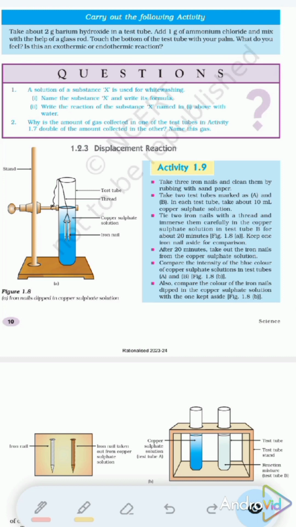Carry out the following activity. Take about 2 grams of barium hydroxide in a test tube, add 1 gram of ammonium chloride and mix with the help of a glass rod. Touch the bottom of the test tube with your palm. What do you feel? Is this an exothermic or an endothermic reaction? Definitely it would be endothermic, because we would not feel much heat released, even if it is released.